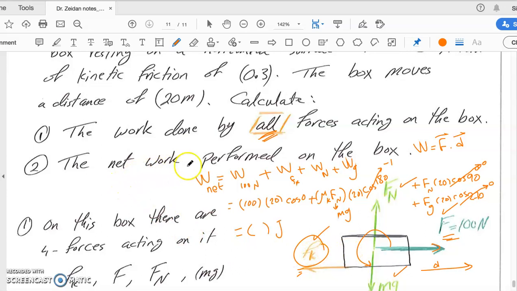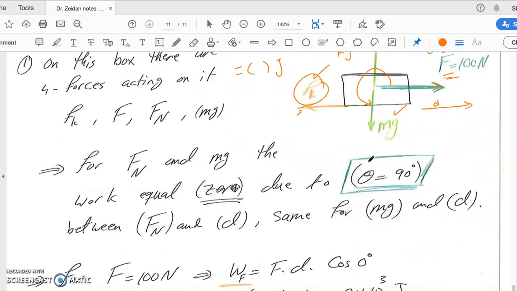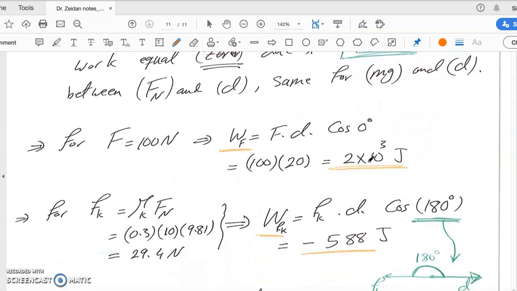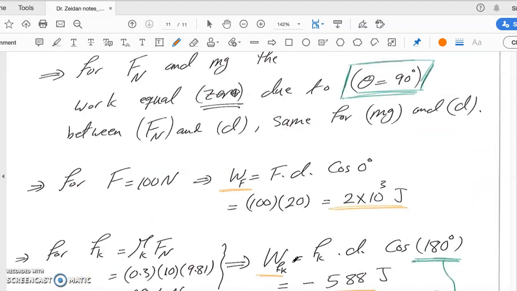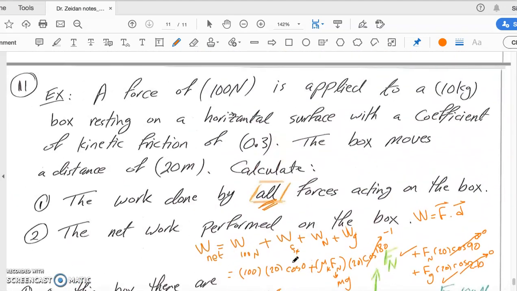Now it says the net work performed on the box. If you really look at the net work performed on the box, this is each one. It's only due to the force itself plus the friction one, so we simply add them together. And this is the work that has been done on the object. All right, guys? All right.